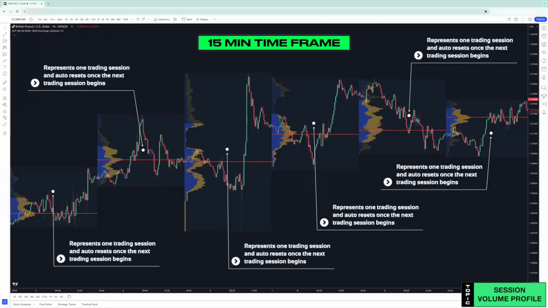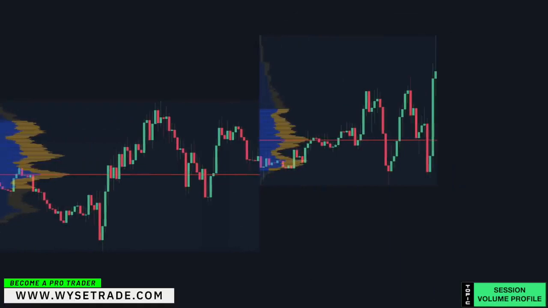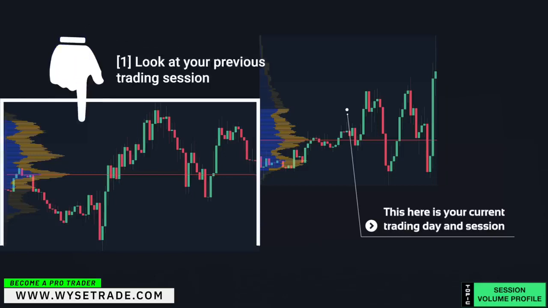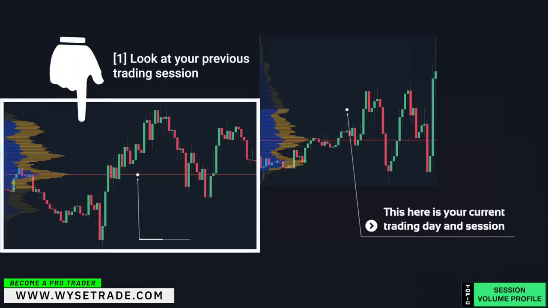Let's now go through how to actually use the session volume profile. So this here is your current trading day and session. Now what you do is you look at your previous trading session and identify the previous point of control and area where the highest volume occurred.